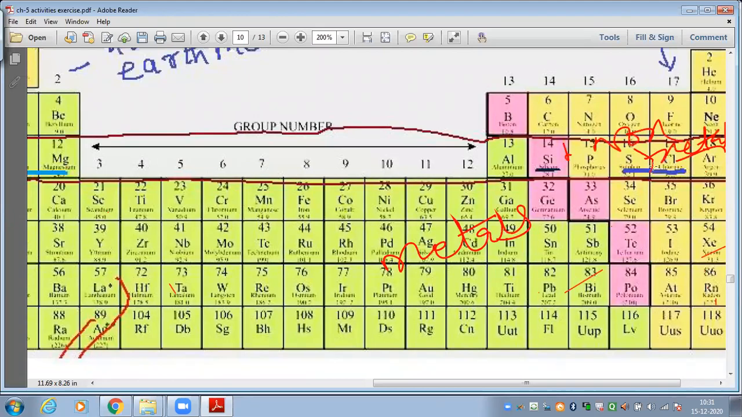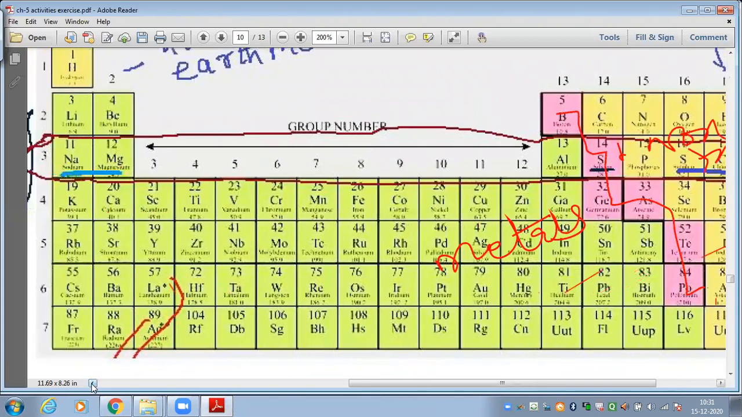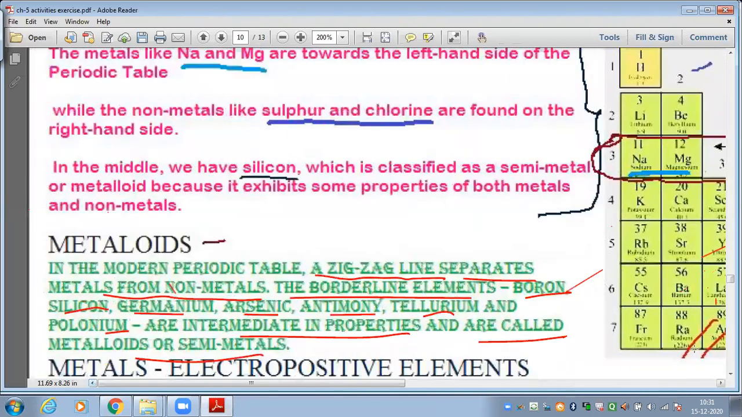So these elements which separate metals and non-metals are in a zigzag manner. You can see that they are present in the zigzag way, and they have the properties of both metal as well as non-metal, and that is why these elements are called the metalloids.